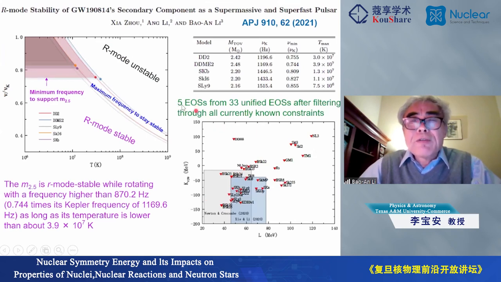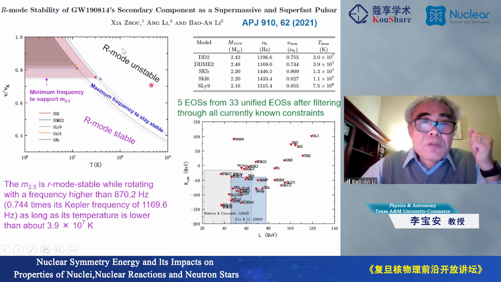Using these five equilibrium states, you can see that they have this maximum mass, the maximum mass this equilibrium state can support without involving rotations, okay? This is the corresponding Kepler frequency of these neutron stars. This is the minimum frequency necessary to rotationally support a 2.5 solar mass neutron star, okay?